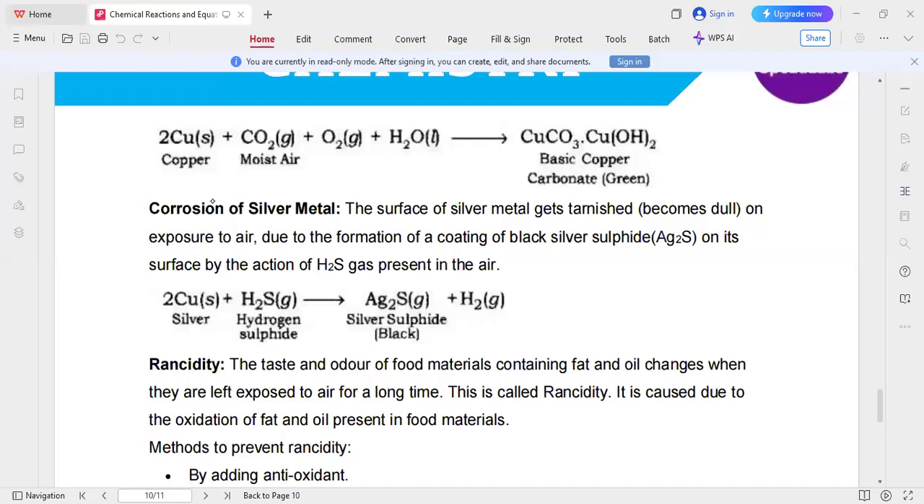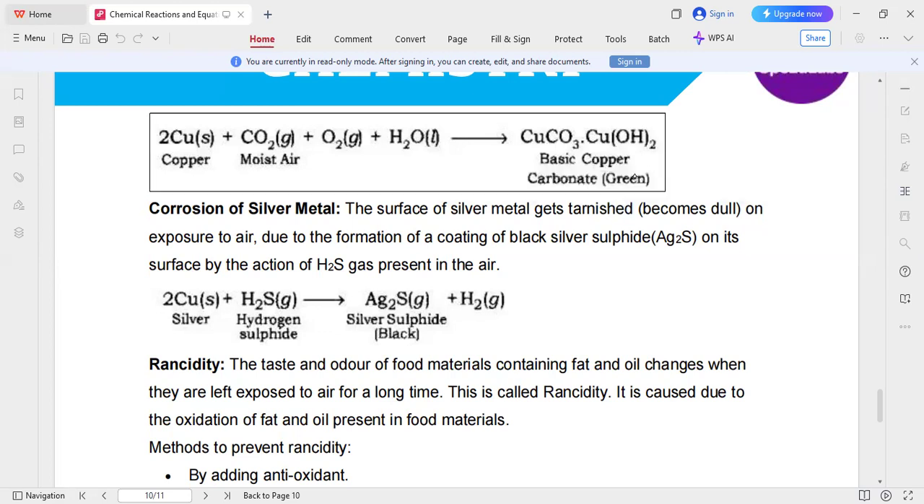Let's continue, children. Copper plus CO2 plus O2 plus H2O gives rise to CuCO3.Cu(OH)2. This is a hydroxide, right? So this is basic copper carbonate, which is green in color, that you should remember, children. A green coating of basic copper carbonate is obtained on copper articles.